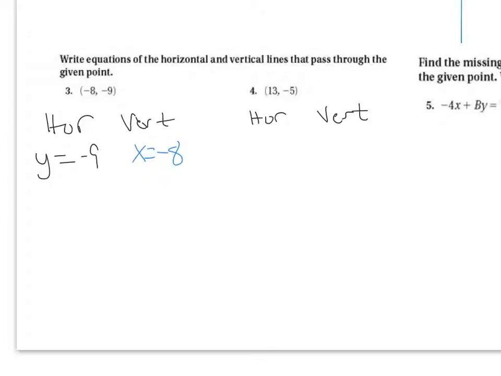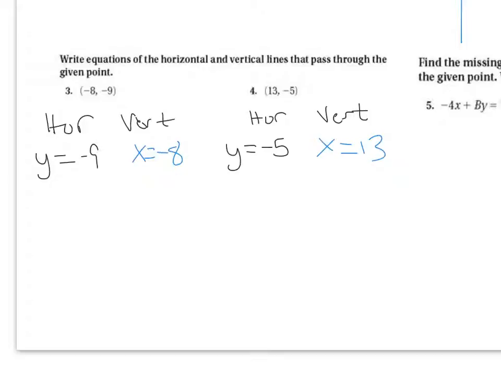So again, we've seen these before. Every horizontal line is y equals a number. Every vertical line is x equals a number. These are in standard form because here A is 0 but not B. Here B is 0 but not A. So it's okay because they both weren't 0. Okay? So now this one, you're going to have the horizontal is y equals negative 5. The vertical is x equals 13. Okay?